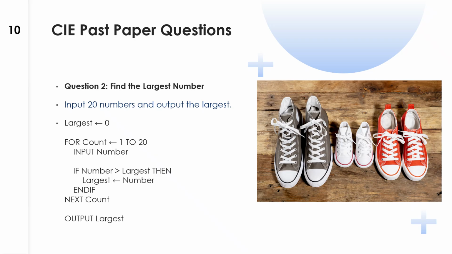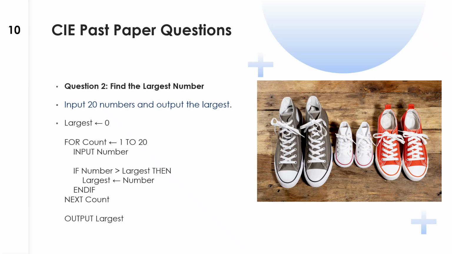Every time a number is input, it is compared with the largest value. If the number that is input is greater than the number present in the variable largest, then the largest is replaced by the number that is taken as the input. This will involve the use of the if statement within the for loop. So you can integrate multiple if statements within the for loop this way. And then the next count.